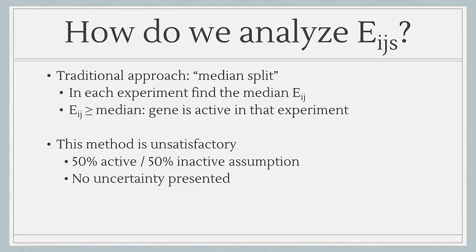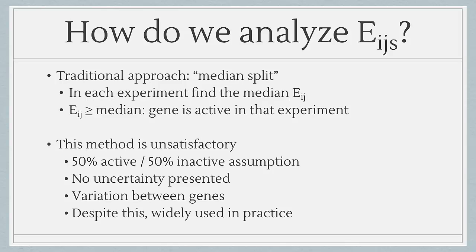Also, this method gives us no information about its uncertainty, how confident it is in its predictions. All it gives us is a call, active or inactive. In addition, this method completely ignores variation between genes, as it directly compares expression values together that came from different genes. Despite this, the method is actually widely used in practice to analyze this kind of data.